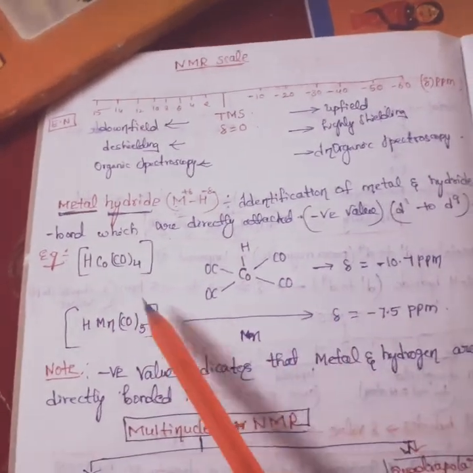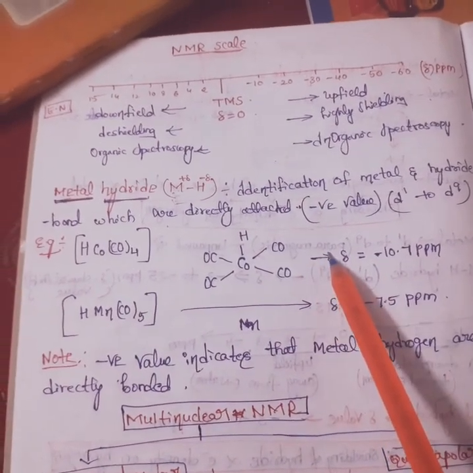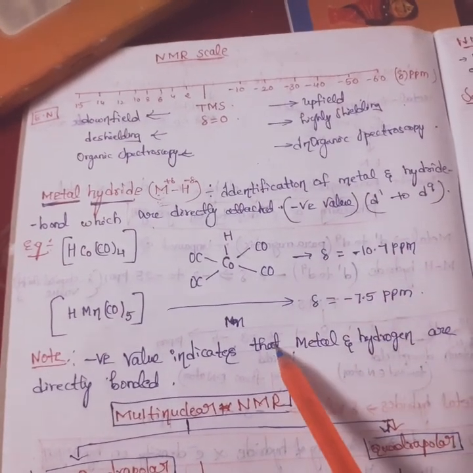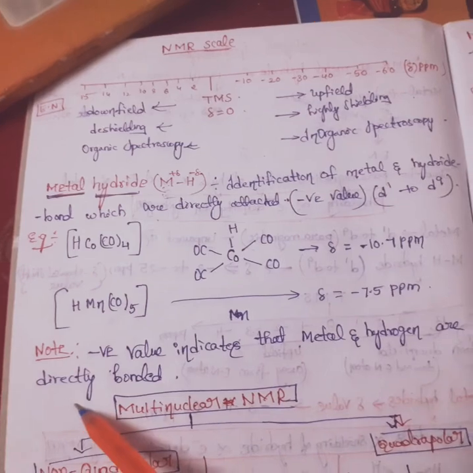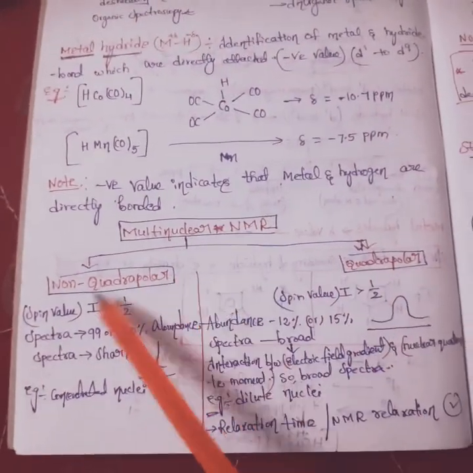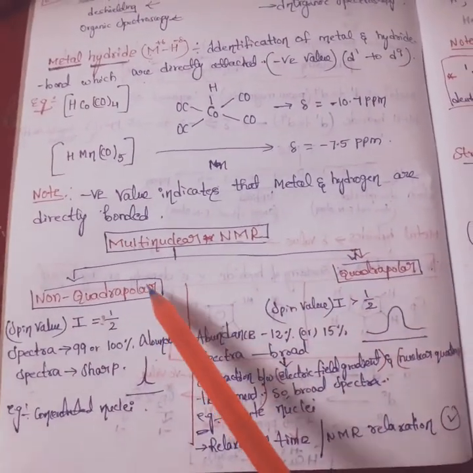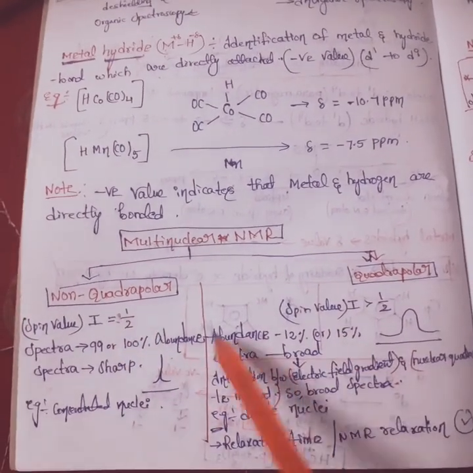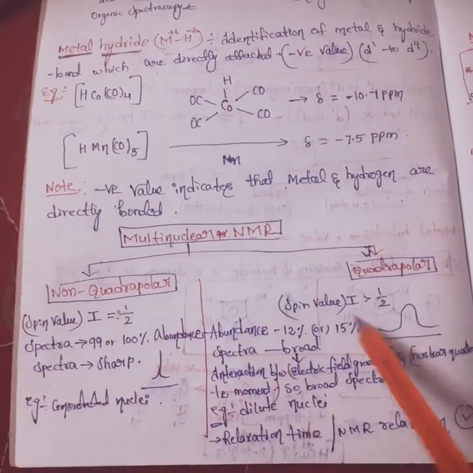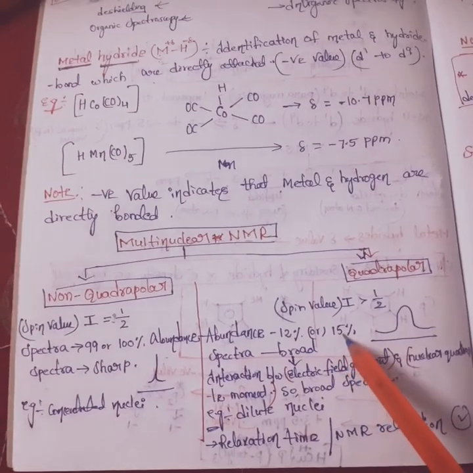This is very simple: we just have to observe the chemical shift value. If we get a negative chemical shift value, it indicates that metal and hydrogen are directly bonded. This one is important. Multinuclear NMR is of two types: non-quadrupolar multinuclear NMR and quadrupolar multinuclear NMR. We have studied them comparatively. The spin value is half for one, and more than half for the other. Spectral abundance is almost 100% for one, and about 12% or 15% for the other.